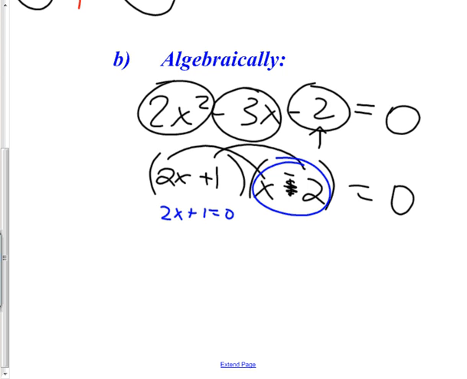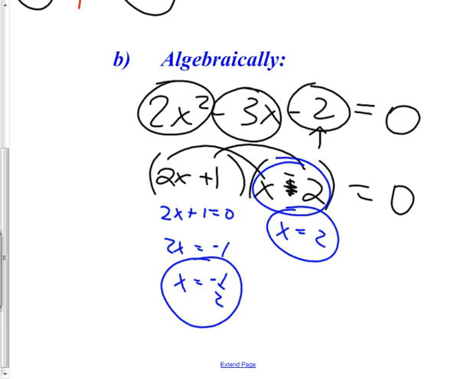But that's really easy. I can do it in my head. X has to equal 2. There's one of my answers. And the other one's over here. 2x equals negative 1. X equals negative 1/2. And isn't that what we got on the graph? Yes. So I showed you algebraically, and I showed you with a graph. One of each. So you can do it with algebra. You can do it with a graph.